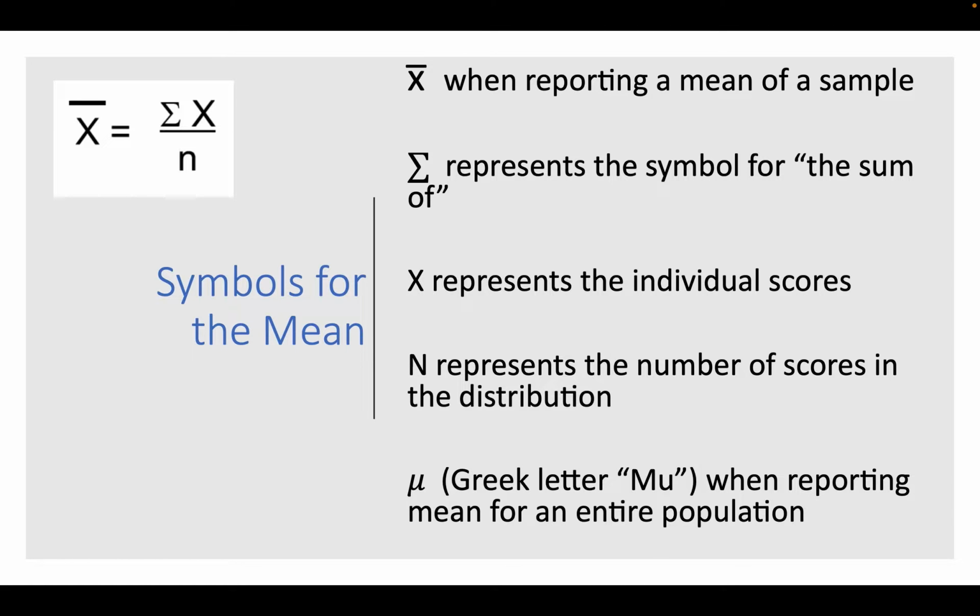So let's break it down and take a look. So X bar, the first symbol that we see, is what we use when we're reporting the mean of a sample. So if you see X bar, we're talking about the mean. Now the big Greek letter sigma represents the symbol for the sum of. X represents the individual scores, and N represents the number of scores in the distribution. Now, you will see the Greek letter mu used when reporting the mean for an entire population, but we'll get to that momentarily.